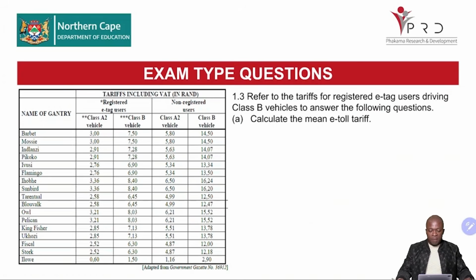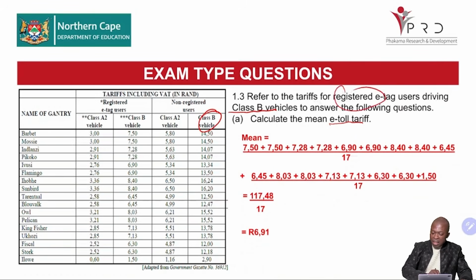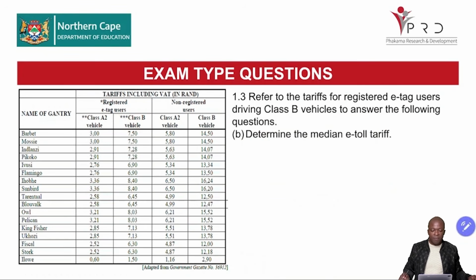Right, let's look at 1.3. It says, refer to the tariffs for registered e-tag users driving Class B vehicles to answer the following. 1. Calculate the mean e-toll. Once you hear the mean, it means all the values divided by how many values there are. So we are focusing here on the mean e-toll tariff for Class B vehicles. Are we together? In our case, the examiner says let us consider the registered ones. So we are focusing on registered Class B. We are adding all the values and dividing by the number of gantries that are there. There are 17 of them.